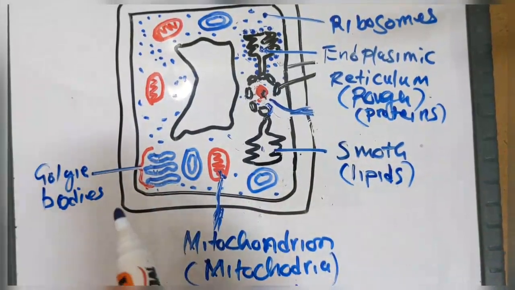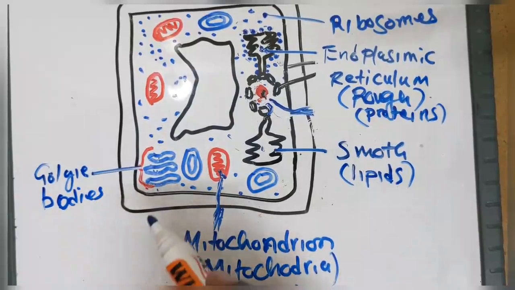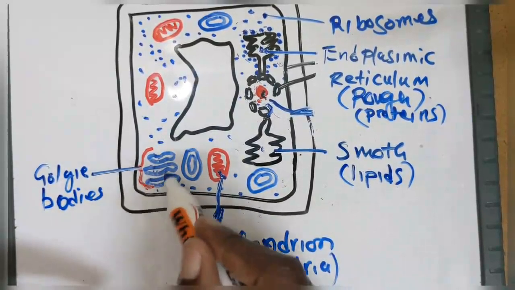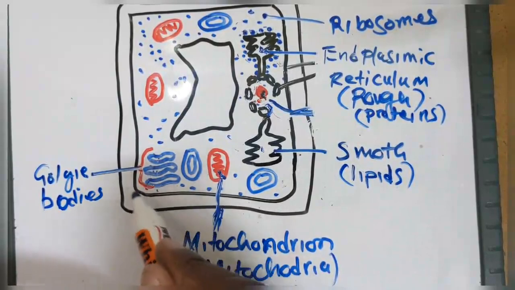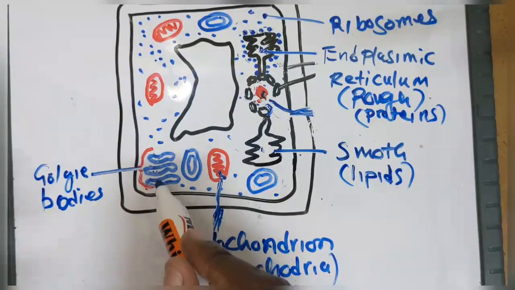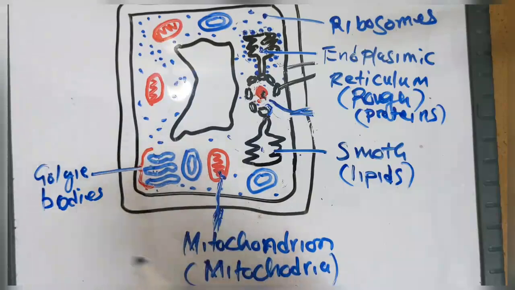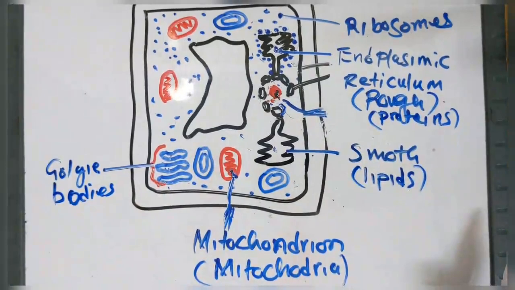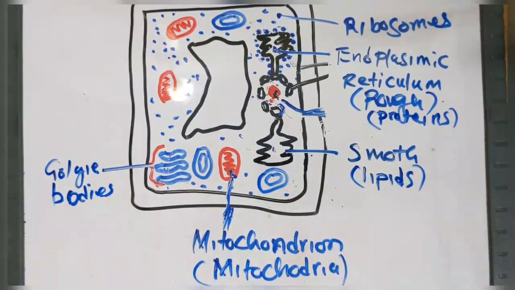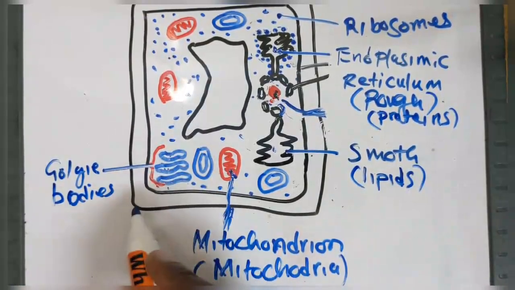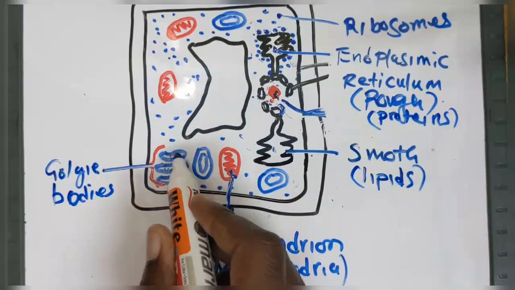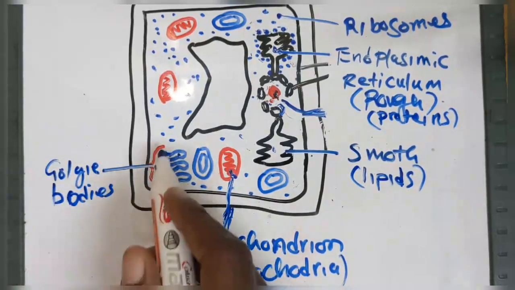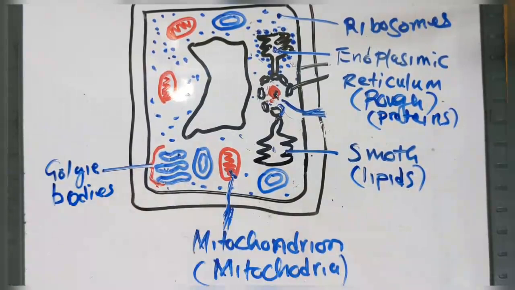So when the enzymes are manufactured, they are carried by the Golgi bodies from the place where they are manufactured to the place where they are supposed to react. The function of the enzymes is to react with some substances. That is what these Golgi bodies do. One singular is called a Golgi body, but as a pack they are called Golgi bodies. So that is what these do.